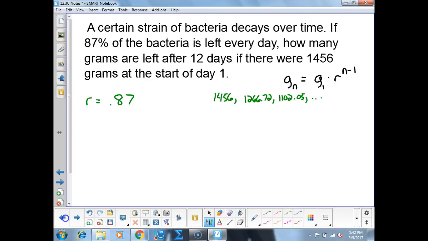What else do we need? What's G sub 1? 1,456. What else do we need? What's n? No! What's the question? What's n? Why is n 13?